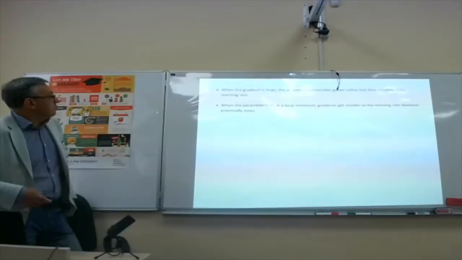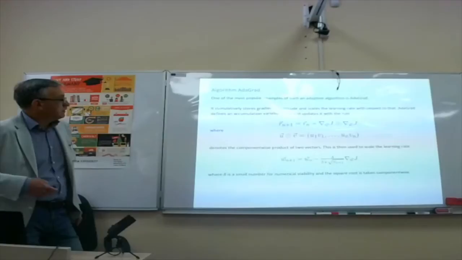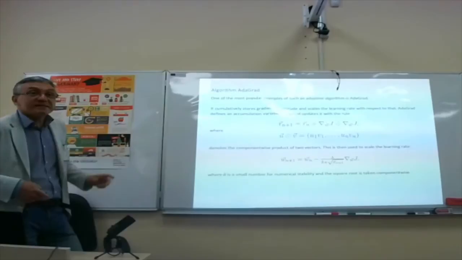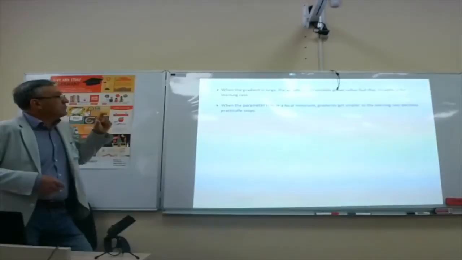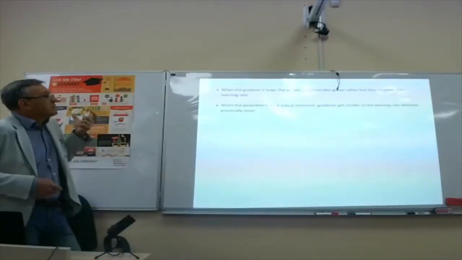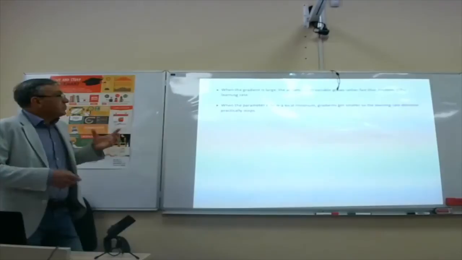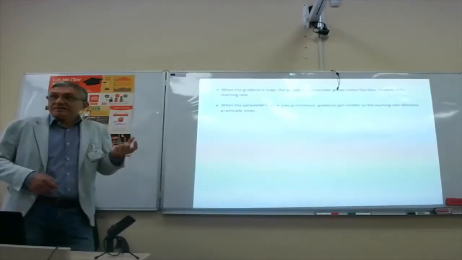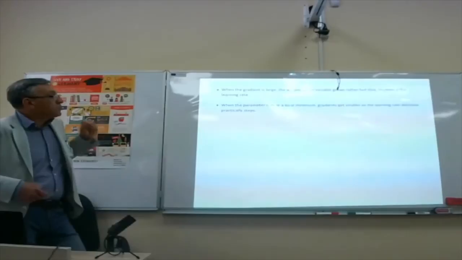So when the gradient, sorry, in this formula, this one, is large, the accumulation variable grows rather fast, thus decreasing the learning rate. We decrease the learning rate using this accumulation variable. When the parameter is near a local minimum, gradients get smaller. It is the peculiarity of the gradient near an extremal point. So the learning rate decrease practically stops.